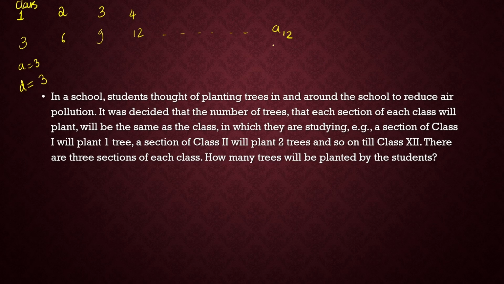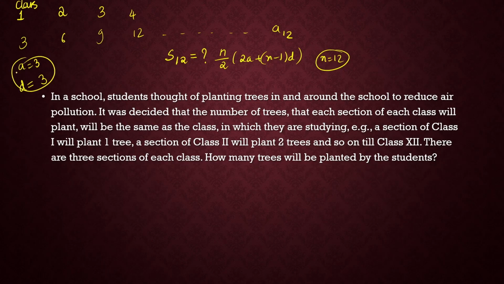So total how many plants will be planted, in the sense they are asking you to find the sum of all these terms, that is S12 is equal to how much? That is equal to n by 2 into 2a plus n minus 1 into d, where I've given you the value of a and d, the n value is equal to 12. Just substitute in this and you'll get the answer.